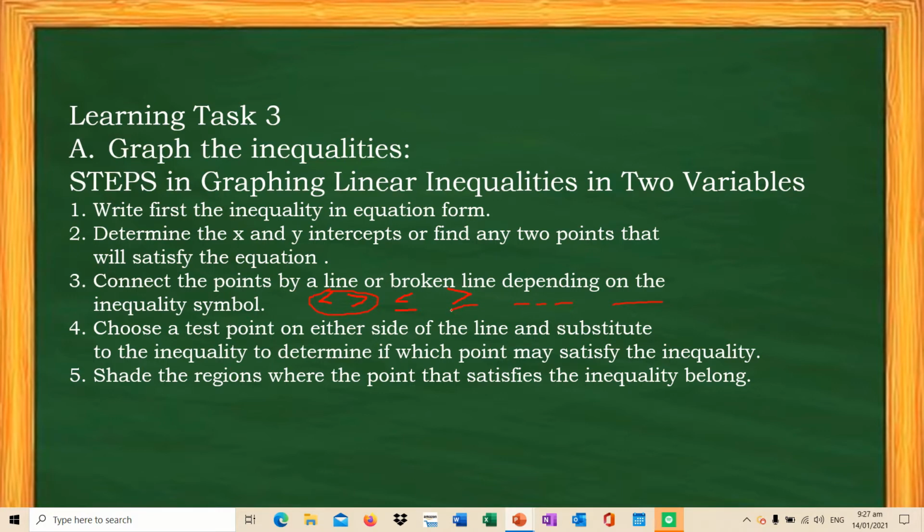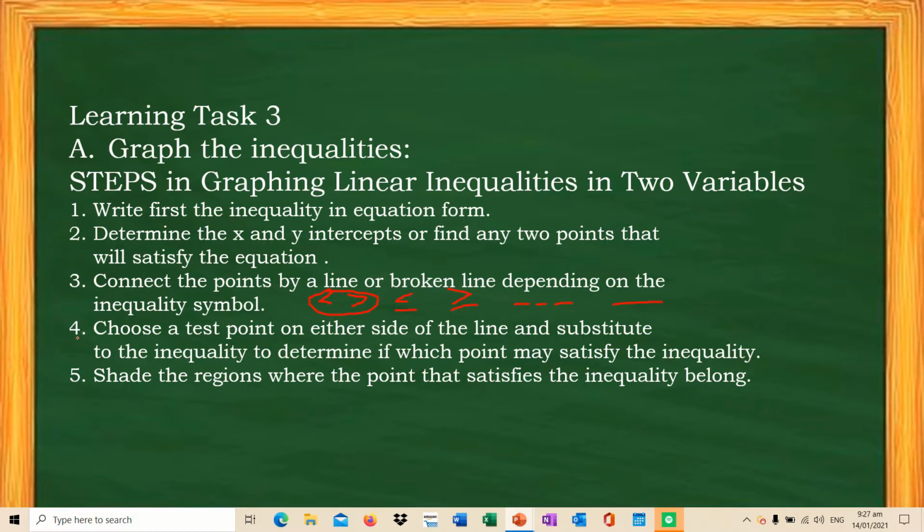So, ito yung mga inequality symbols. Pag inequality, ito yung makikita yung symbols. So, kapag sa inequality, ang ginamit na symbol ay less than and greater than, you are going to use broken line. Then, kapag ang symbol naman na nakita nyo sa inequality ay less than or equal to, or greater than or equal to, you are going to use solid line.